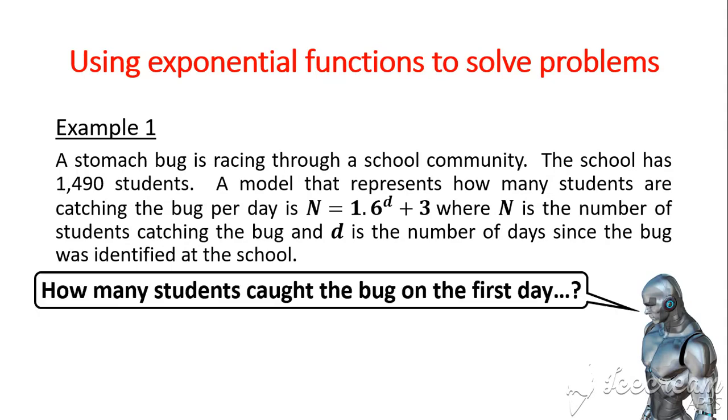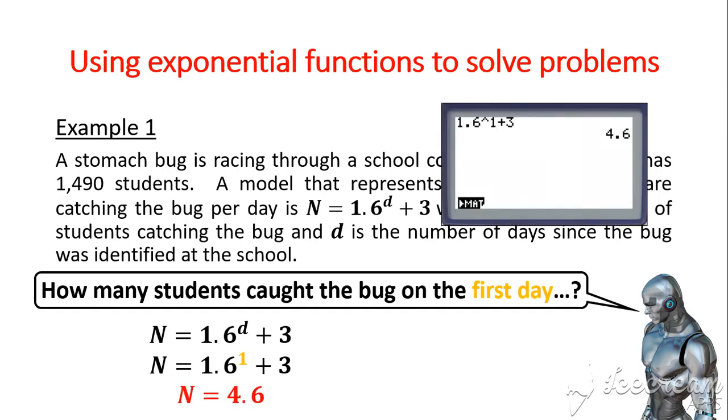Right, here's our first question. How many students caught the bug on the first day? So our model, n equal to 1.6 to the power of d plus 3. Since we're talking about the first day, d is 1. We're going to substitute 1 and go 1.6 to the power of 1 plus 3 more, and that gives us 4.6 students. Now, we can't get 0.6 of a student, so we're going to be sensible. The 0.6 means round up to 5 students, and we'll say there are 5 students that caught the bug on the first day.